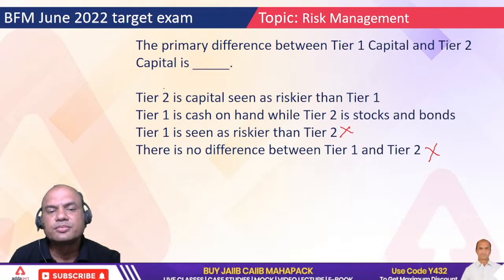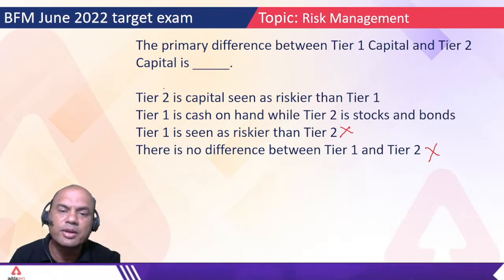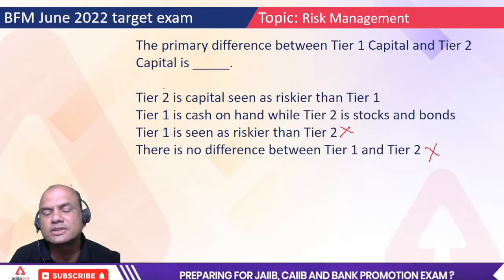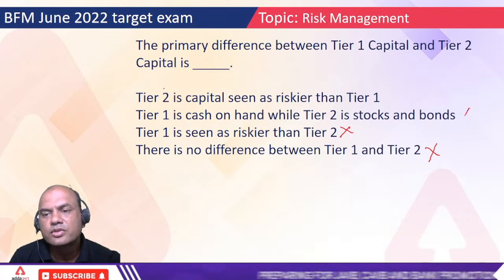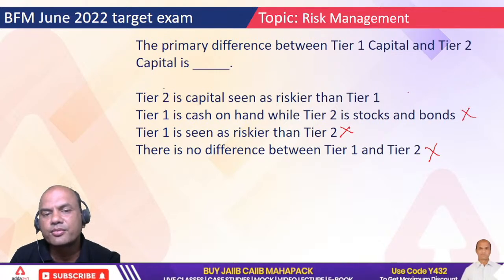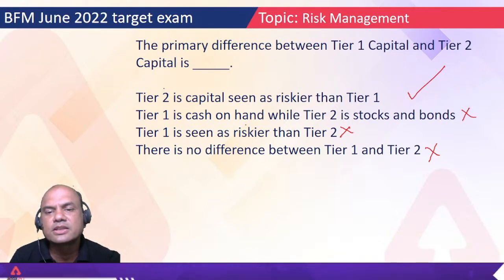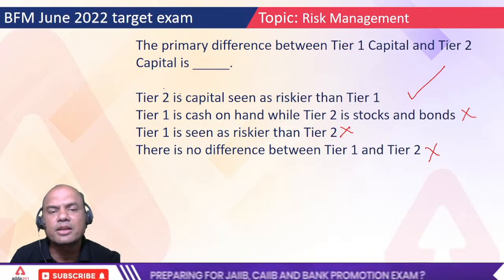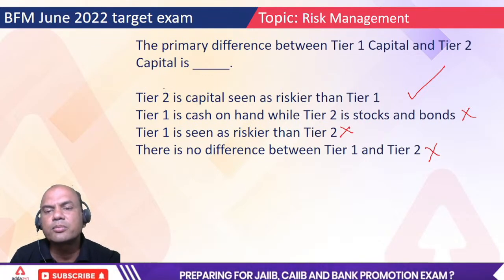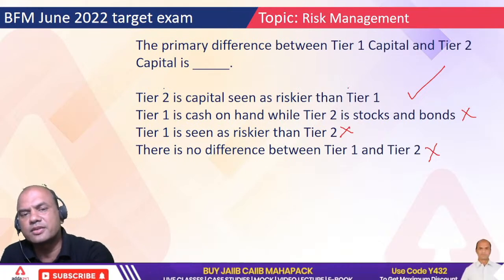Which of these? T2 is cash on hand. Cash on hand will be a part of tier 1, but tier 1 is not cash in hand. So that is also out. So the answer remains only one. T2 is seen as riskier than tier 1 because T2 is a paid capital, isn't it? And T1 is not a paid capital, it's a free capital, isn't it?